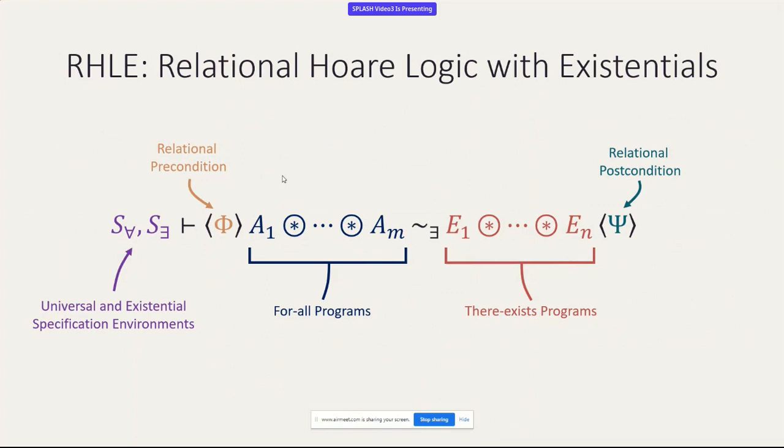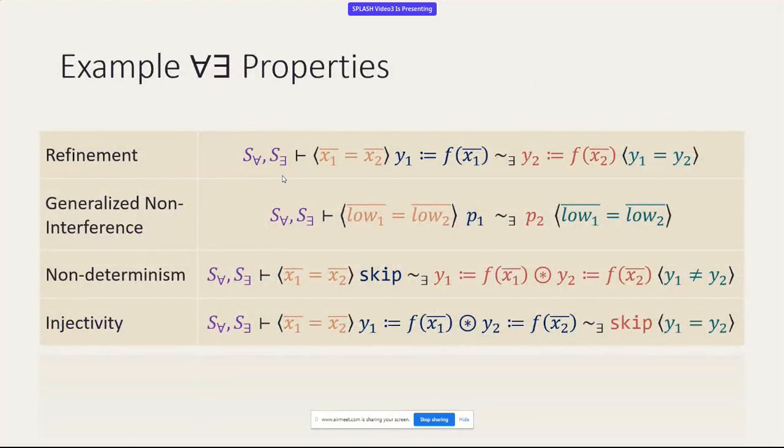the for all side. And we're going to separate them with this circled asterisk. This is just a syntactic delineation between the programs. We're going to separate those with a tilde, and then we're going to list their exists programs, and then finally the relational postcondition.